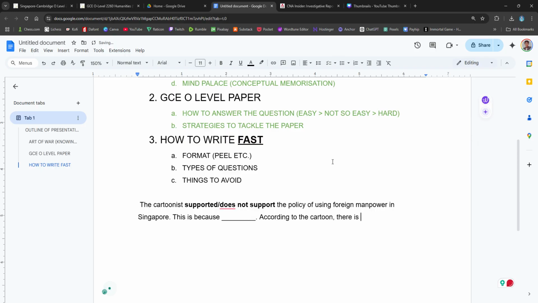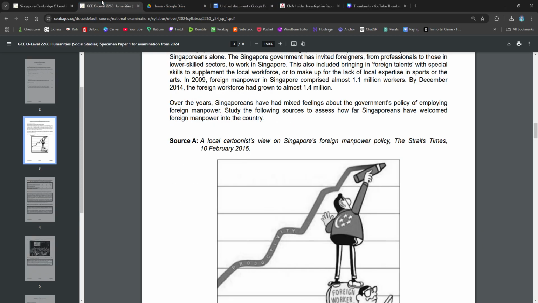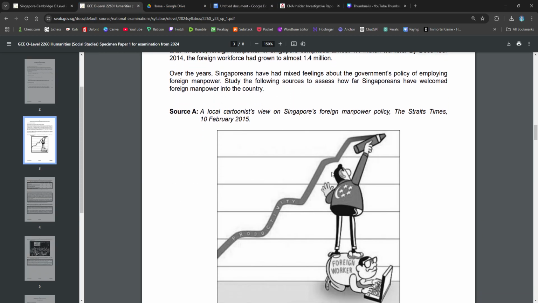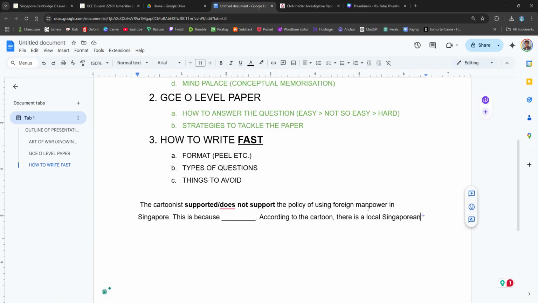there is a local Singaporean, right? How do you know he's a local Singaporean? It's because he's wearing the Singapore flag. So you're going to assume that he's a Singaporean local person, and this is a foreign worker, stepping on a foreign worker, right?